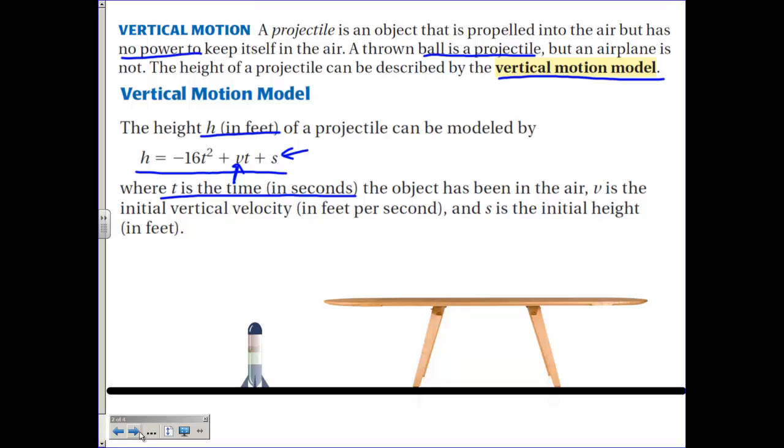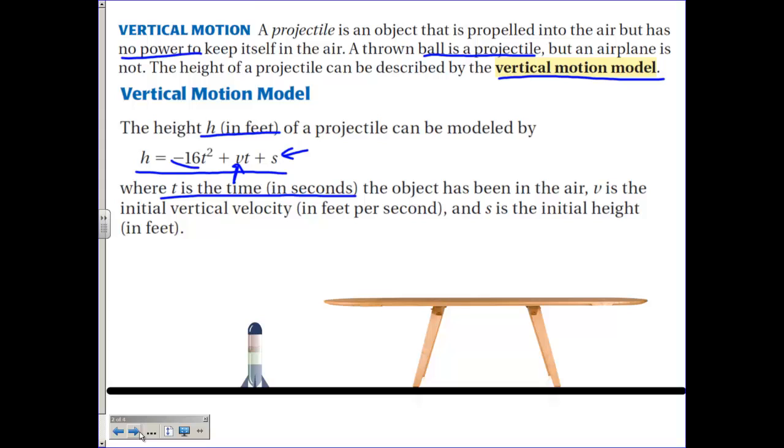Sometimes we leave that as 0. So for this example, we're going to leave it at 0. Later on, we'll put something other than 0 in there when we're more familiar with how to factor. Now, some people ask, what is this negative 16 right here? Well, that's the gravity constant pulling down on the object. So it's being pulled down at 16 feet per second per second.